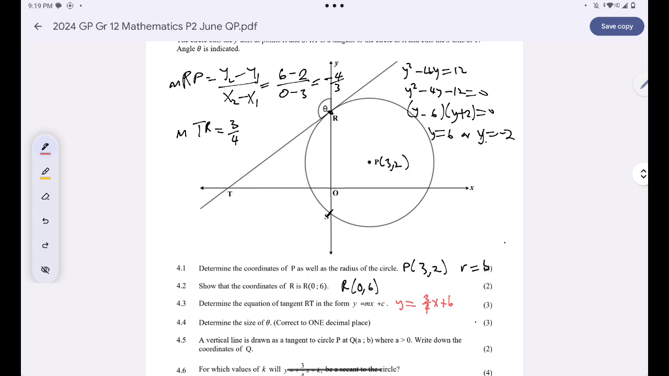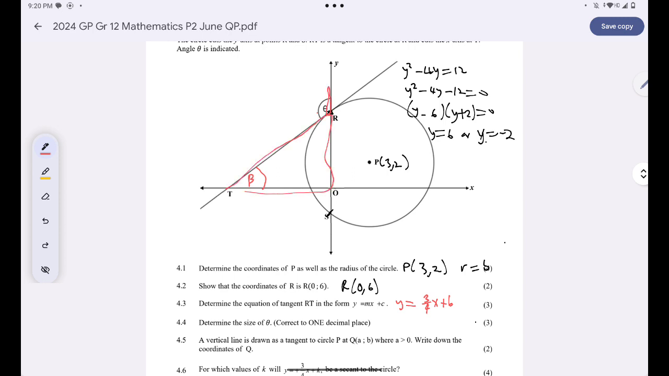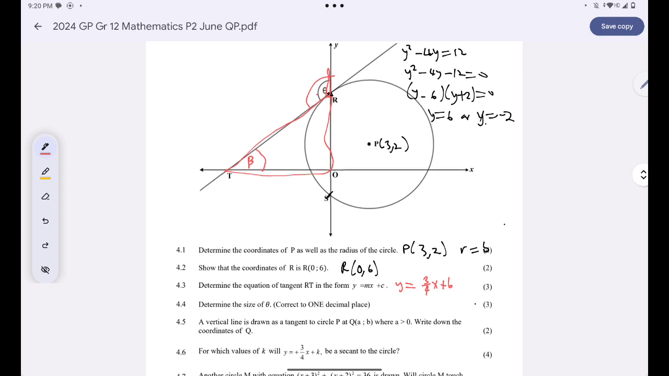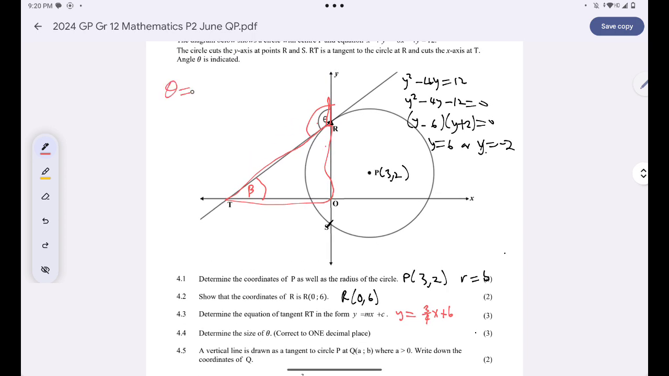Alright, together. Now they want us to find the value of theta. May I please erase there? Okay. Theta is an angle. If I call this one beta, the inclination of the tangent, right? I can easily find theta. Why? Because theta is an exterior angle, which is equal to the sum of the interior opposite angles. So for me, theta will be equal to 90 degrees plus beta, because this angle here is 90.